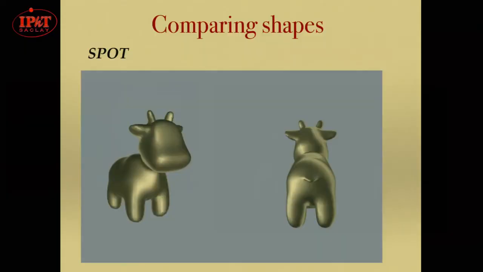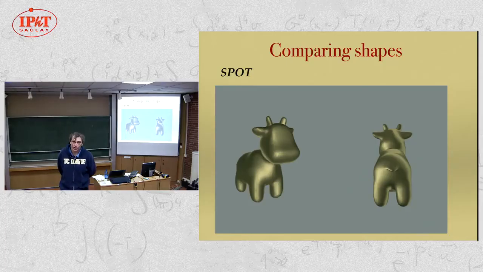What about for comparing shapes? So let me present Spot. This is our pet shape for many of the computational topology problems that we use. And I found out that Spot is really a physics type.